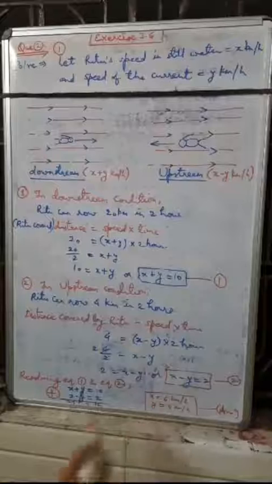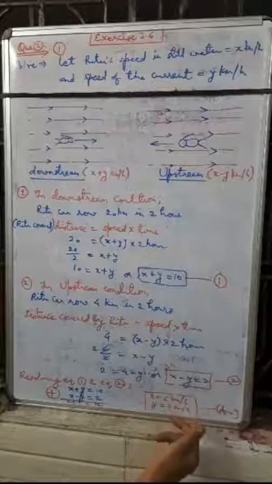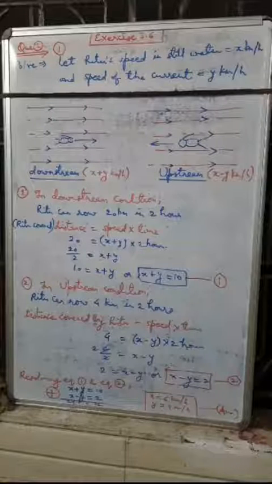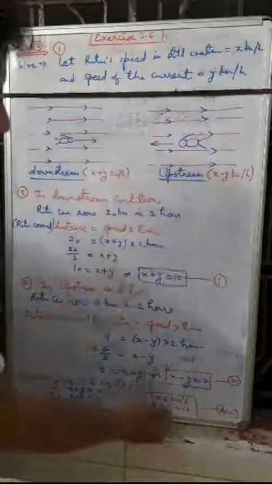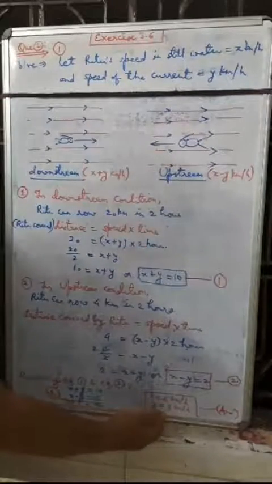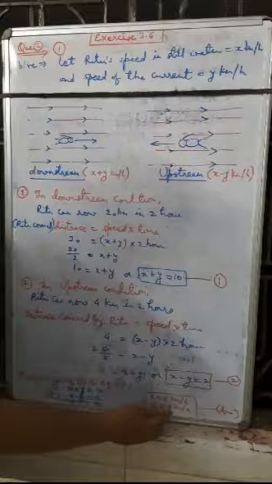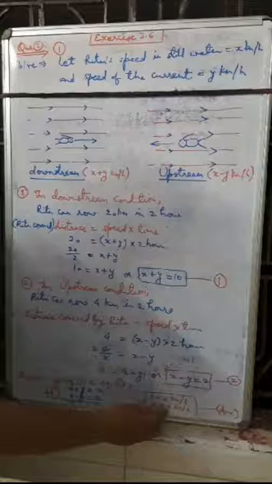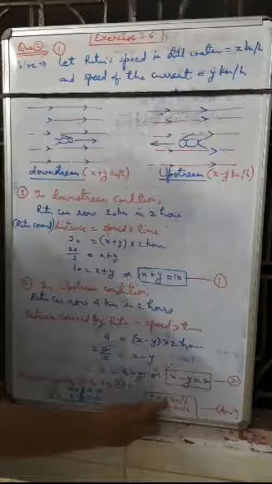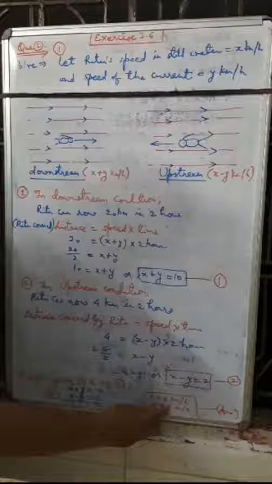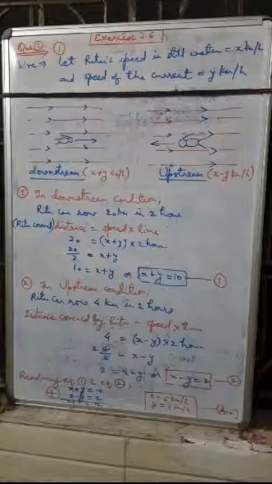When you got the value of x, put the value of x in equation 2 or equation 1, whichever you like, so you will get y is equal to 4 kilometer per hour. That means Ritu's speed in still water is equal to 6 kilometer per hour, and speed of the current is equal to 4 kilometer per hour. So you found that the speed of current is definitely less than speed of Ritu. Ritu's speed is 6 kilometer per hour and the speed of the current is equal to 4 kilometer per hour. So you have to solve this question like this.